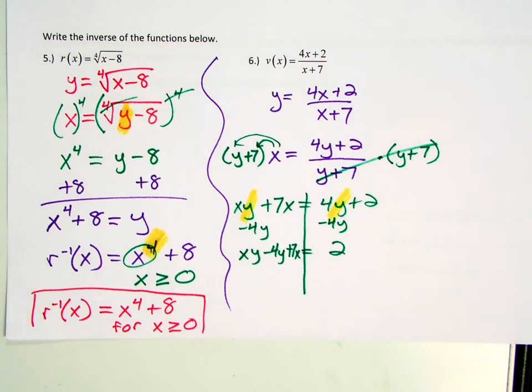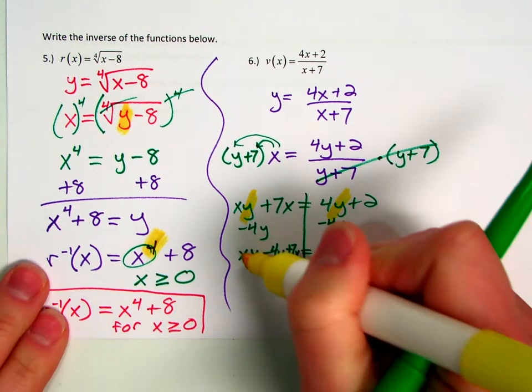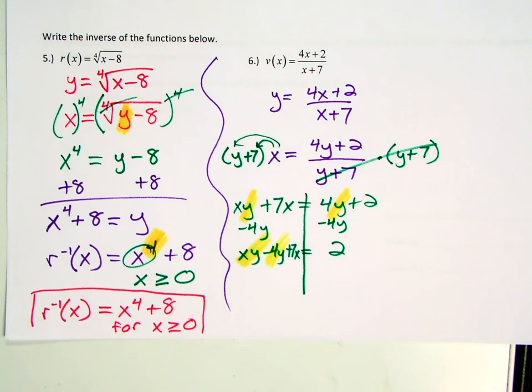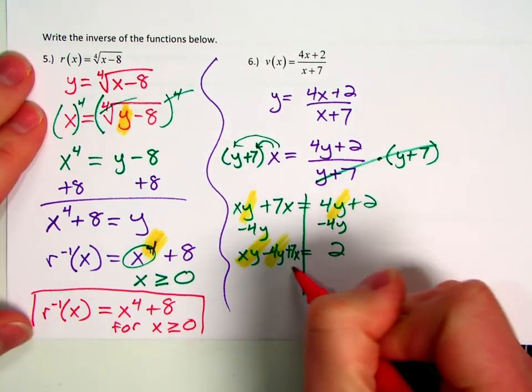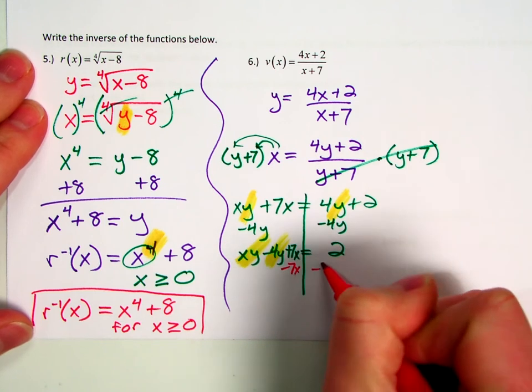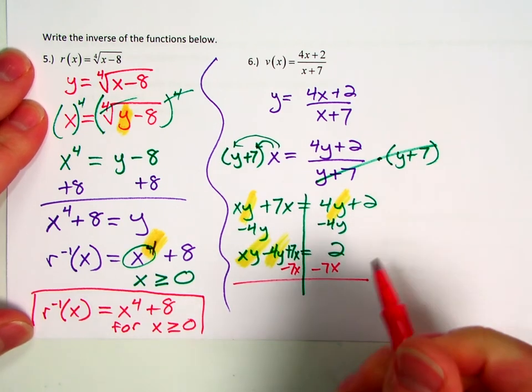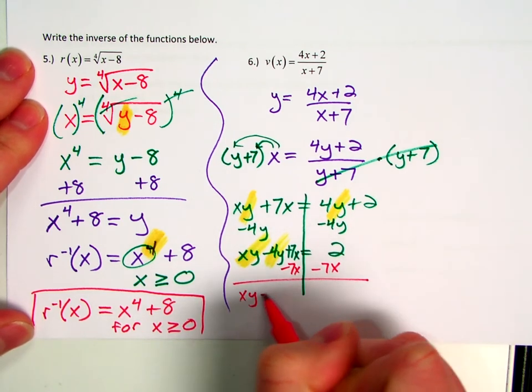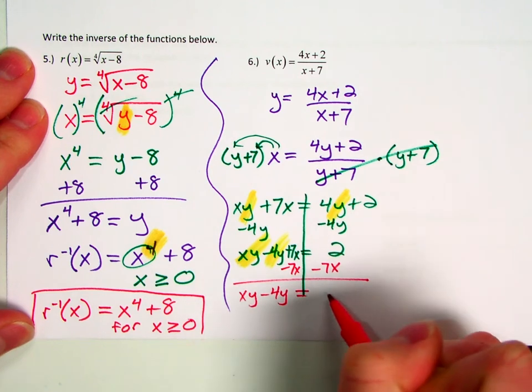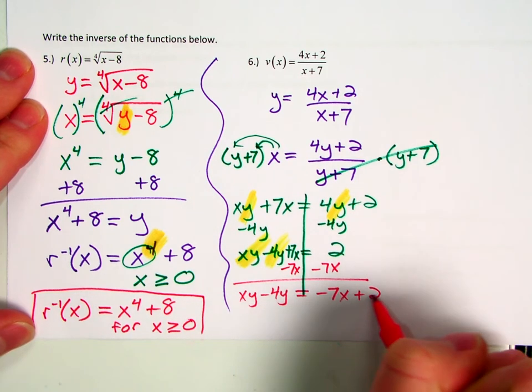Now, I only want terms that have y in it. So these ones are good for us to keep because they both have a y. But I need to get rid of that 7x, and in order to get rid of that 7x, we would subtract 7x. So now I have xy minus 4y equals negative 7x plus 2.